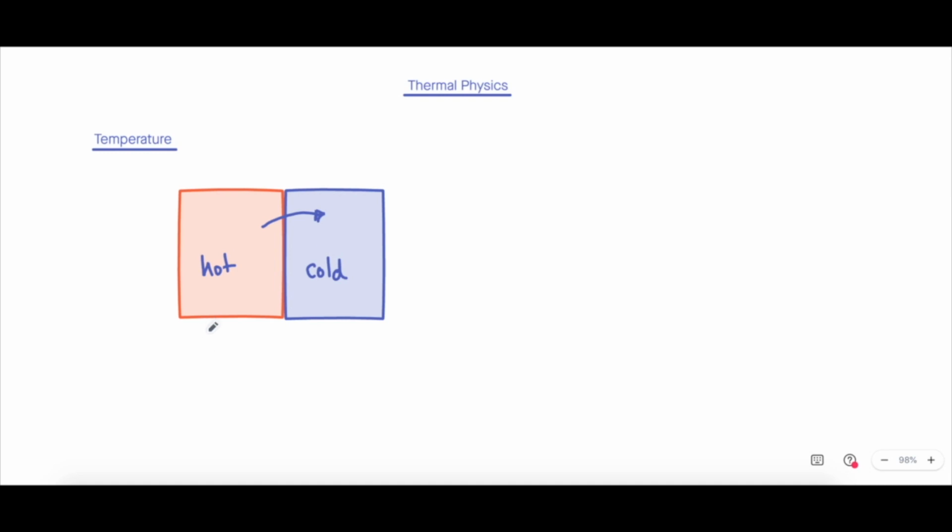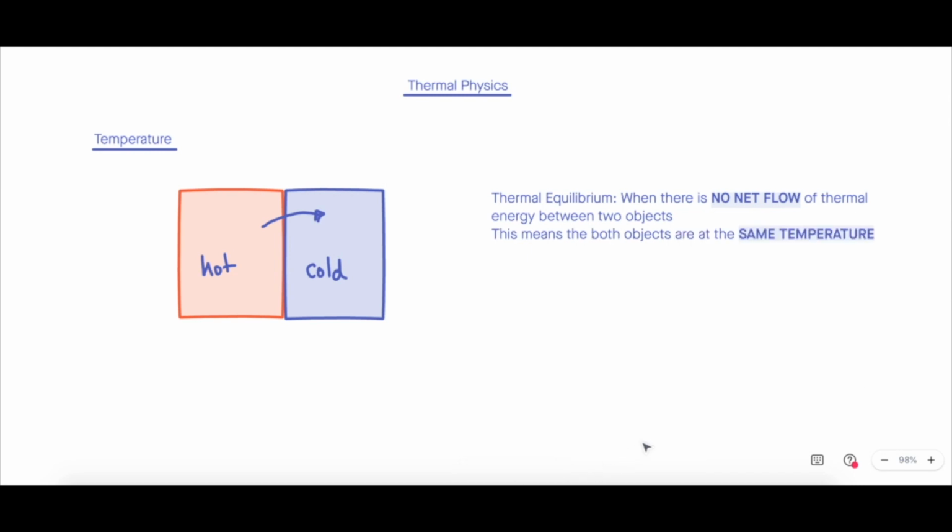So what will happen is the temperature of the orange object will go down and the temperature of the cold object will go up. And they'll keep doing this until there is no flow of energy between them. At that point, we say that both objects are in thermal equilibrium. The definition for that is when there is no net flow of thermal energy between two objects. It also means that both of the objects are at the same temperature.